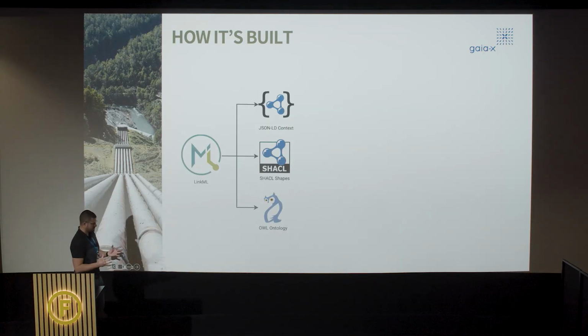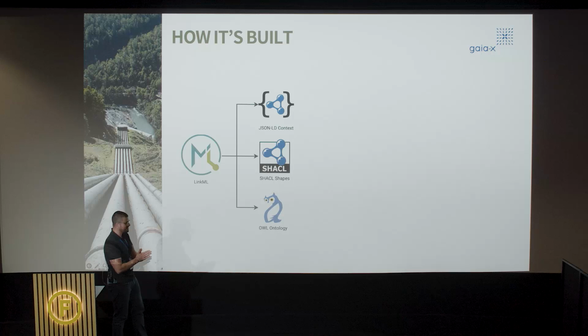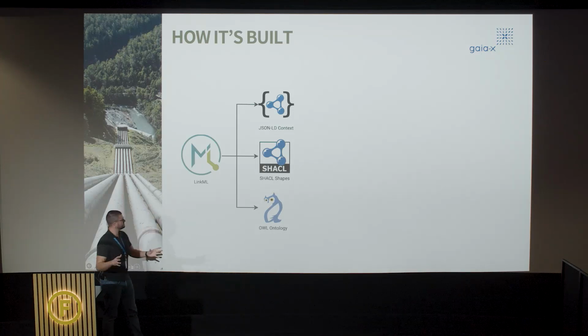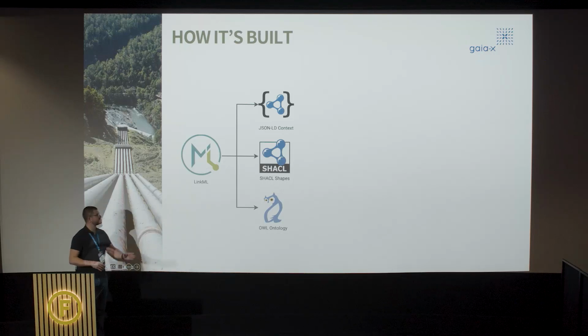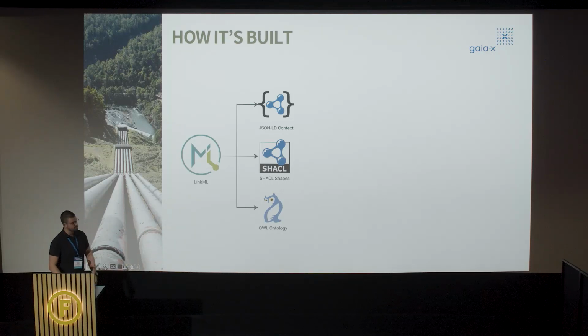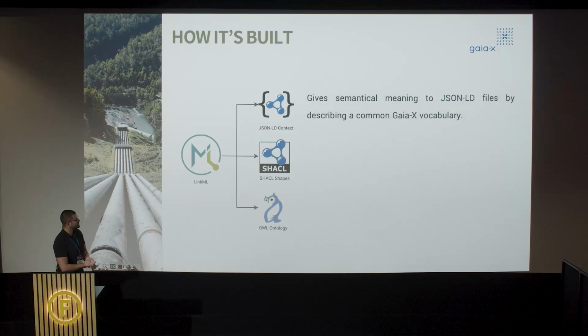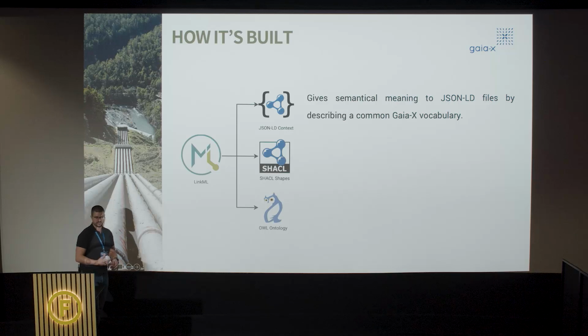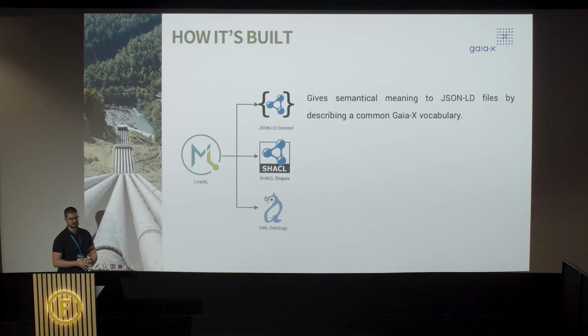Okay, so you see there's a pipeline on the image. We're going into the GitLab CI pipeline. We have all these LinkML files. These LinkML files are going to be used to generate these outputs with 3 different generators. First one, the JSON-LD context generator. So JSON-LD contexts give semantical meaning to JSON-LD files. They describe the common Gaia-X vocabulary.